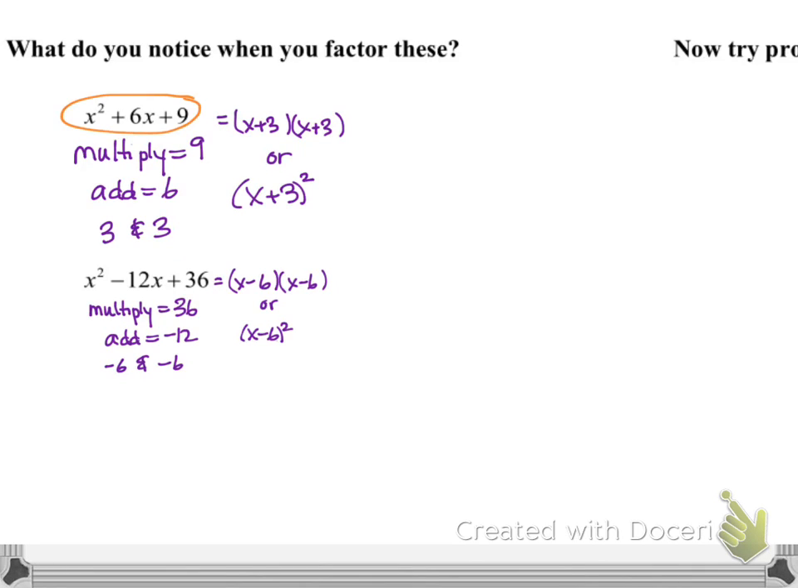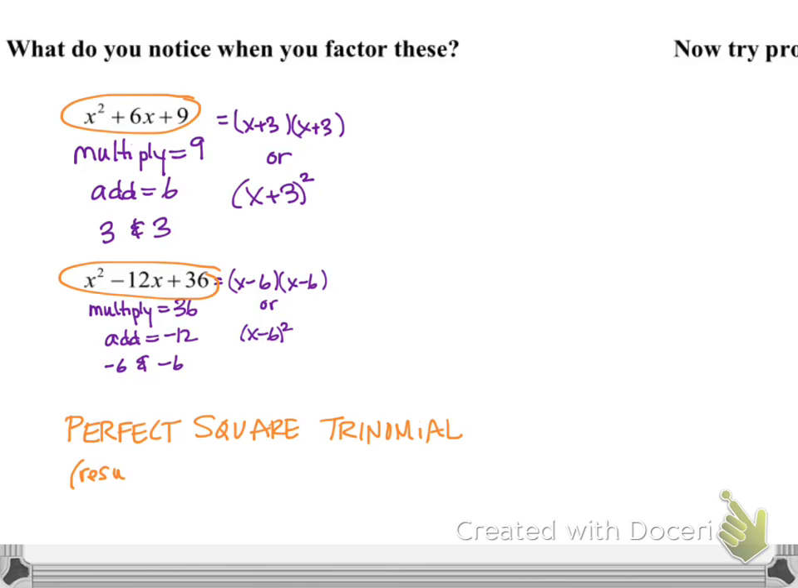So these two original problems are special. They're what we call perfect square trinomials. Remember, trinomial just means it's got three terms. And this is a perfect square trinomial because these were the result of squaring a binomial. If we were to square x minus 6 or square x plus 3, we would have gotten those original expressions that were given. We're just asked to go in the other direction.